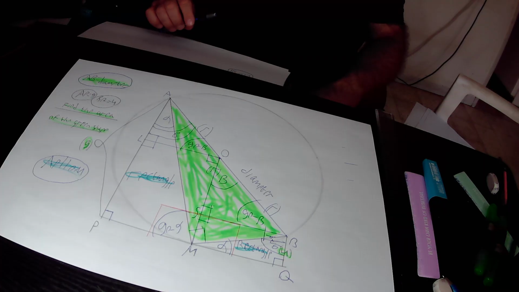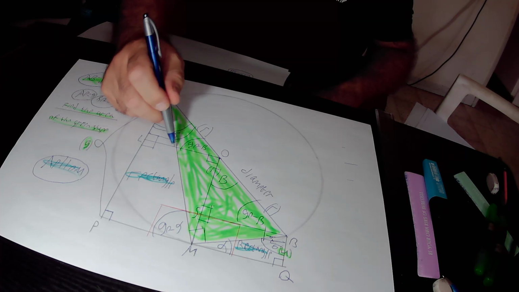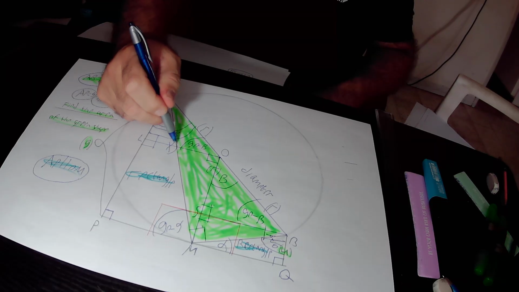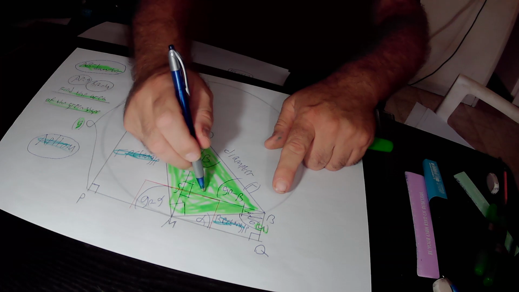So, if we define the length of side LO as x, then the length of side SB must also be equal to x because they are equal to each other.